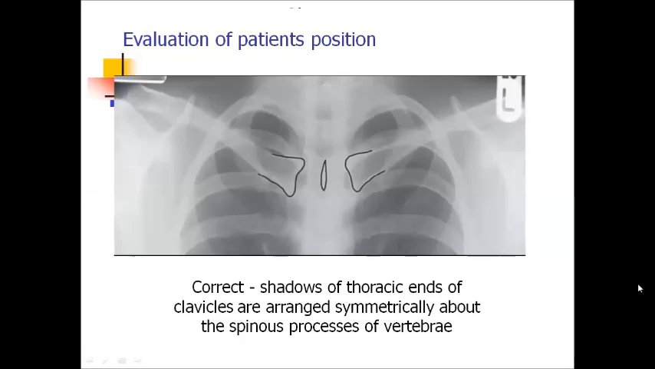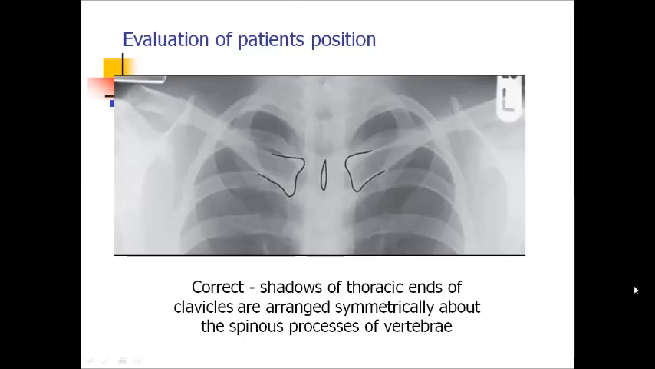How to examine a chest X-ray? How to make a conclusion? The first step is evaluation of patient position. We talk about correct position. Shadows of the thoracic ends of the clavicles are arranged symmetrically above the spinous process of the vertebra.